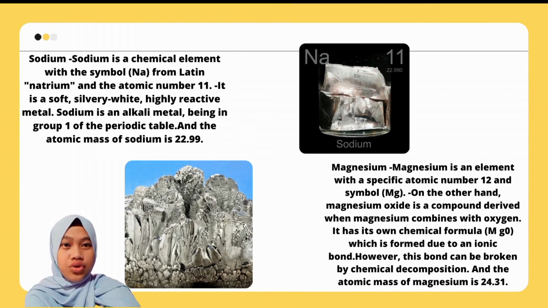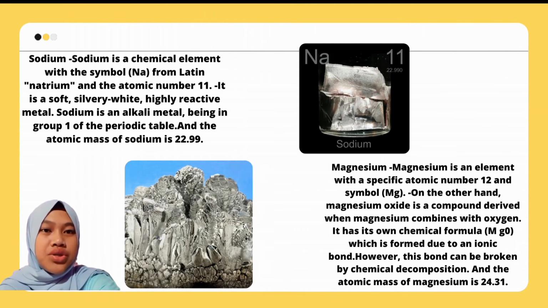The next is the sodium. Sodium is a chemical element with a symbol Na from Latin words meaning natrium and the atomic number 11. It is a soft, silvery white, highly reactive metal. Sodium is an alkali metal being in group 1 of the periodic table and the atomic mass of sodium is 22.99.